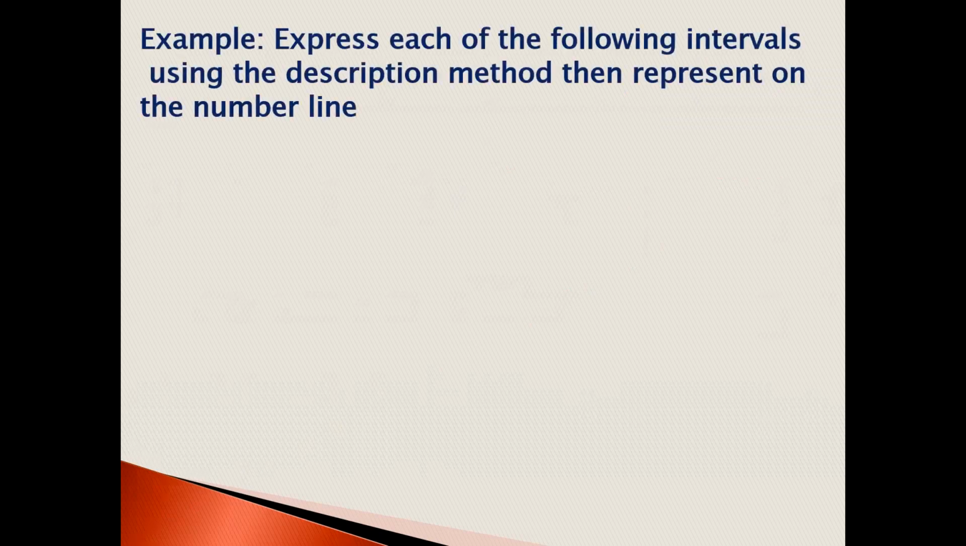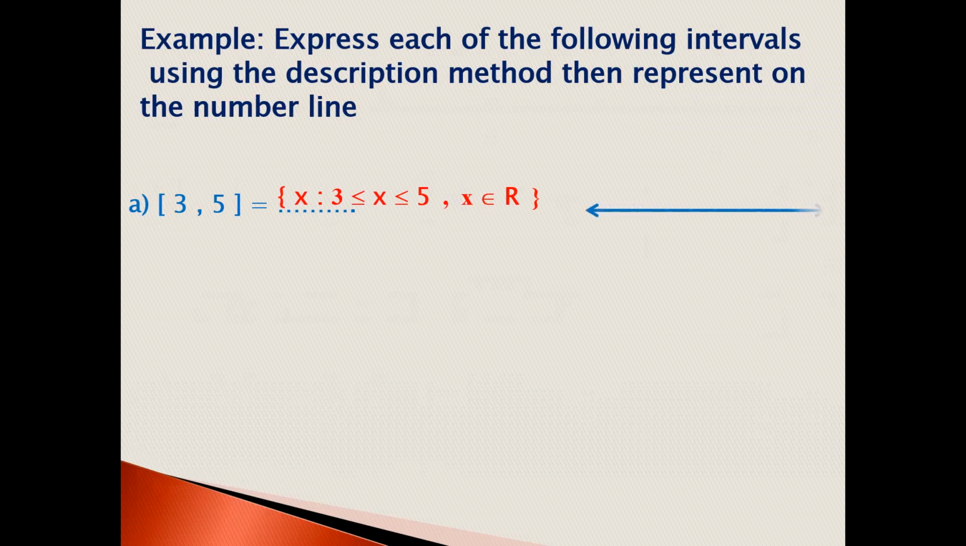For example, express the following intervals using the description method, then represent them on the number line. Here I have 3 and 5 closed. So 3 is included and 5 is included. So it will be the set of x such that x belongs to R, x more than or equal to 3 and less than or equal to 5, because I have here a closed interval, so it will be "or equal". And write it on the number line. I make a number line. I put a point on 3, a point on 5. I close 3, I close 5, and join between them.